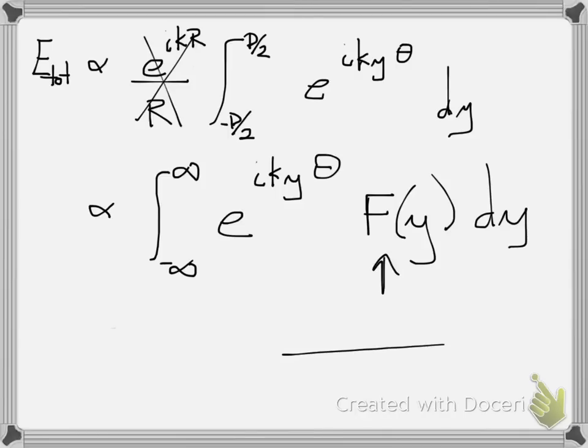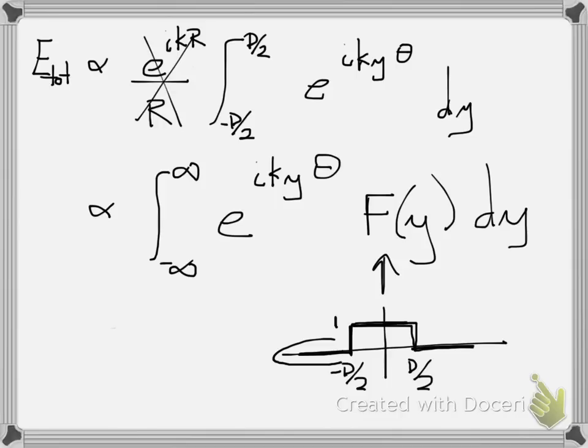where f of y is a function known as a top hat function, where it's 0 everywhere except between minus d over 2 and plus d over 2, where it's equal to 1. And so you see, even if you're integrating from negative infinity, it doesn't matter because you're multiplying by basically 0 until you get to negative d over 2. And then the same thing on this side of the integration.